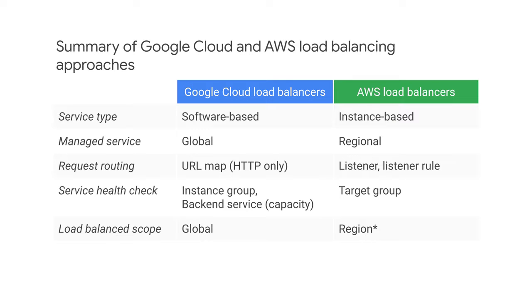GCP offers load balancers that can distribute traffic globally and within a region. AWS load balancers can only distribute traffic within a region. To achieve load balancing at a global scale in AWS, you would need to combine a regional load balancer with AWS Global Accelerator.